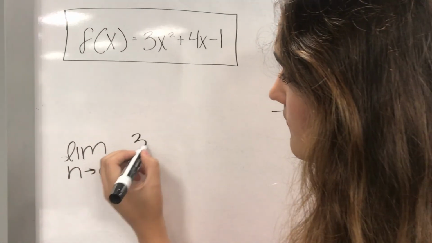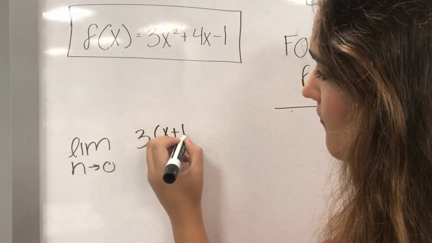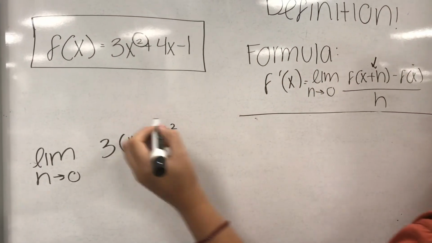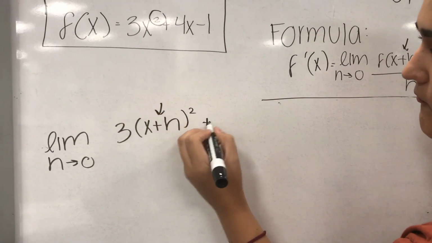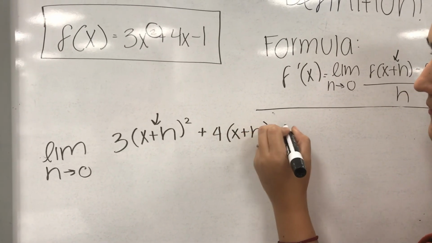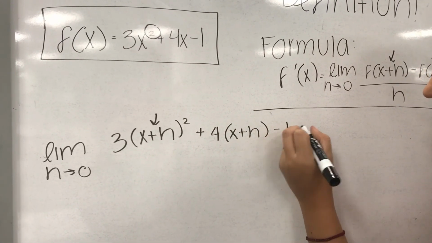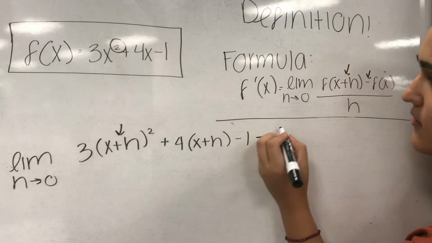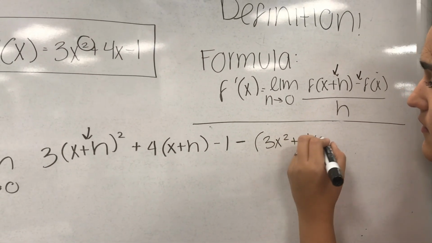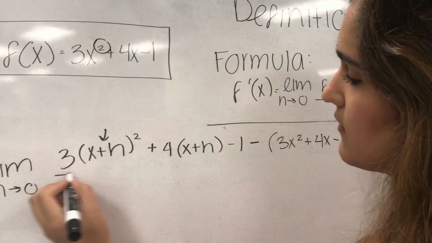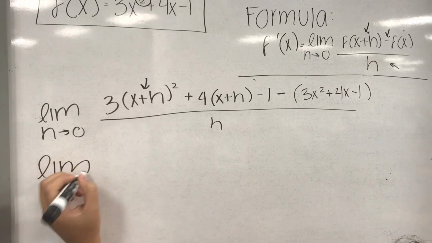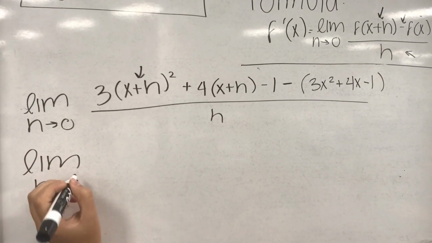Now, each time we see an x in the original formula, we have to open parentheses and put x plus h instead. We have a square, so we put that outside the parentheses. So then we continue by putting 4 parentheses x plus h minus 1. Then we put a negative sign and copy the original equation once again, 3x squared plus 4x minus 1, all over h. Now we have to rewrite limit when h approaches 0.